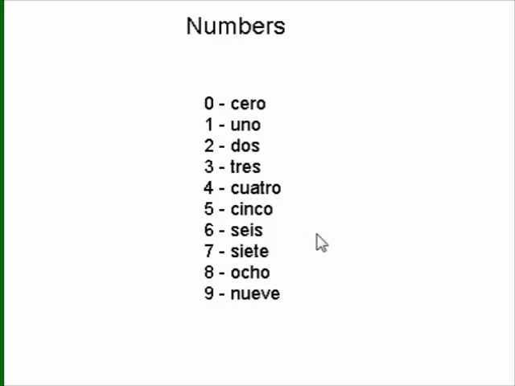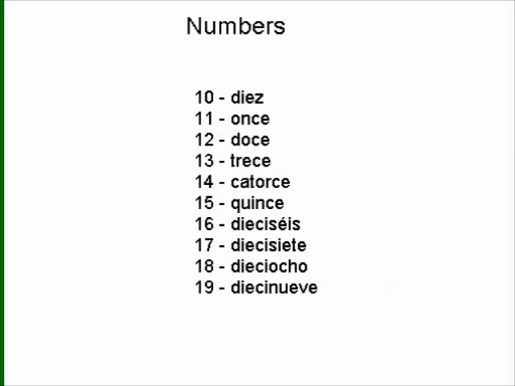Let's look at 10 through 19. So we already mentioned 10, which is diez. Then we have once, doce, trece, catorce, quince. That takes us through 15. Starting with 16, we start to see a pattern. These ones are a little bit longer.